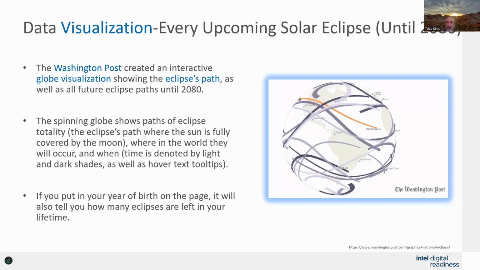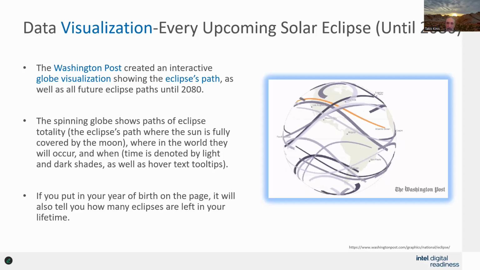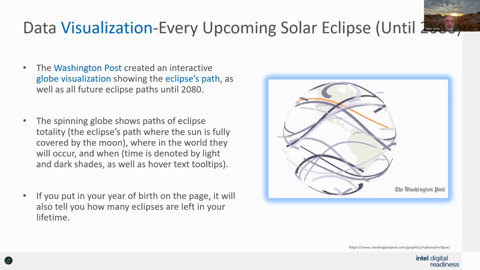Because it's not only a visual showing the pathways, but it's also time stamped. You can see where it's landing and you can plan a trip to go see it. And like I said, it's totally worth seeing. If you've never seen a total eclipse, there is a big difference, right?